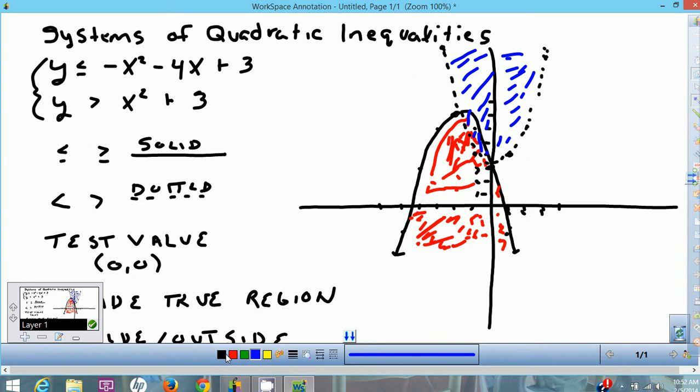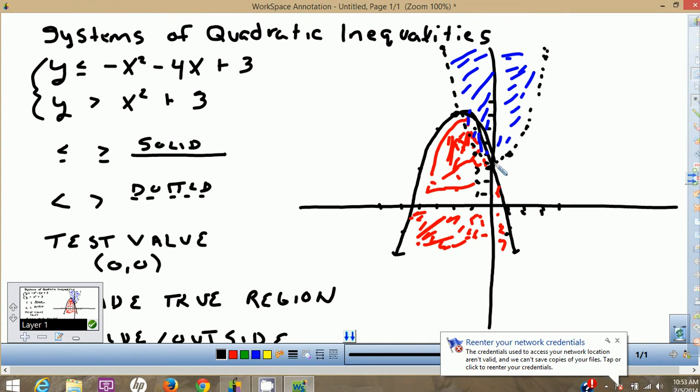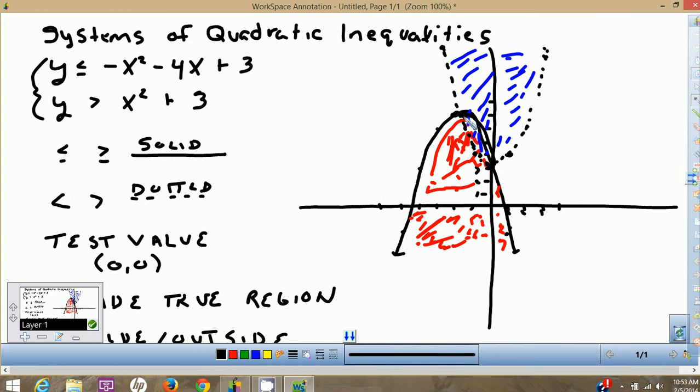Well, let's think back. What did we do when we had a system of linear inequalities? The solution to your system of linear inequalities was the part you shaded both times. My solution is from this point of intersection right here to this point of intersection right here. It's up to this boundary line, and then it's everything inside of the region. This part right through here that I shaded both times is the solution to my system of inequalities.